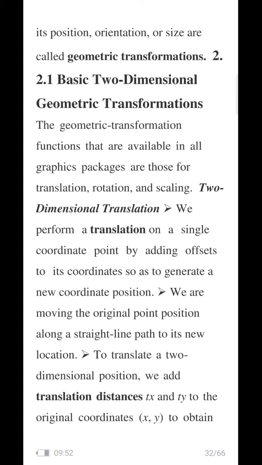Now moving on to the next topic, basic two-dimensional geometric transformation. The geometric transformation functions that are available in all graphics packages are those for translation, rotation, and scaling. First, let us begin with two-dimensional translation. We perform a translation on a single coordinate point by adding an offset to its coordinates so as to generate the new coordinate position, which is called a translation.